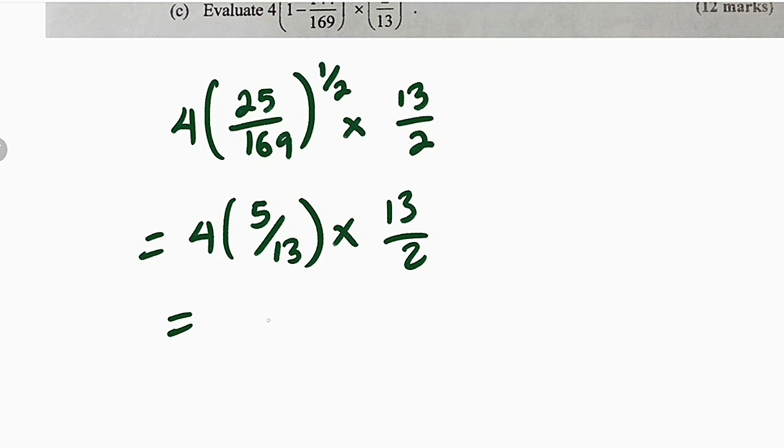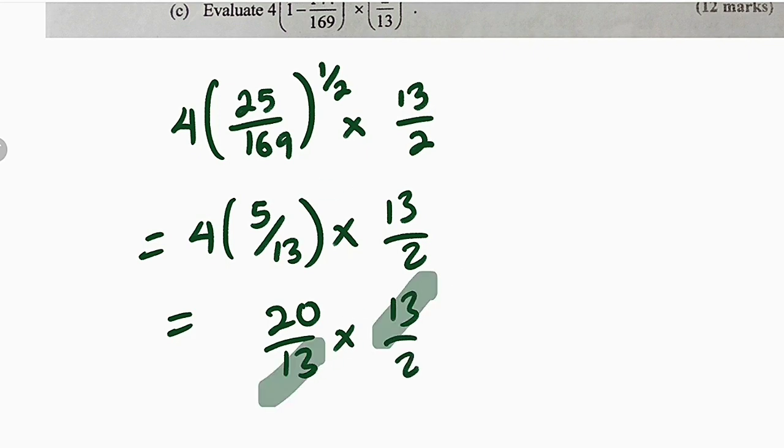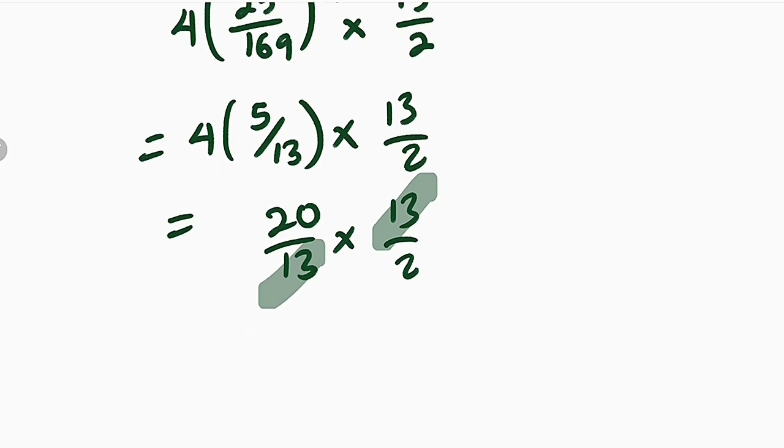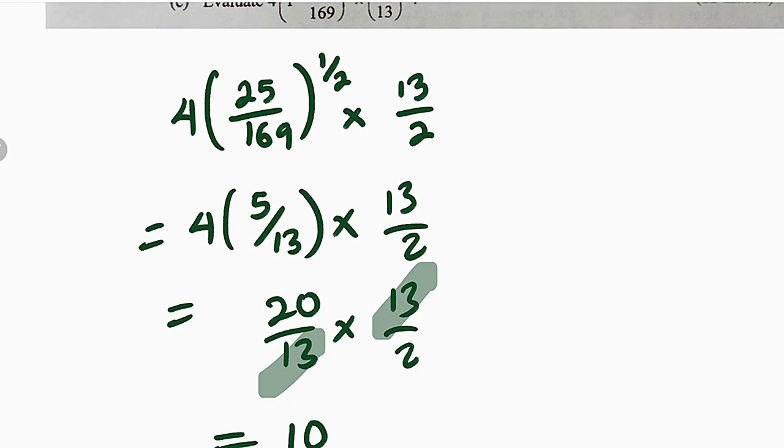4 times 5 is 20. So we have 20 divided by 13, multiplied by 13 divided by 2. You can see that this will cancel this. And 20 divided by 2 is equal to 10. And hence the final answer is 10.